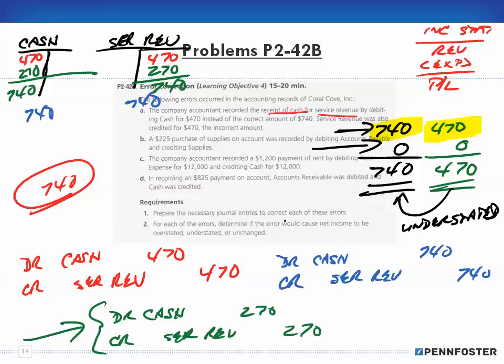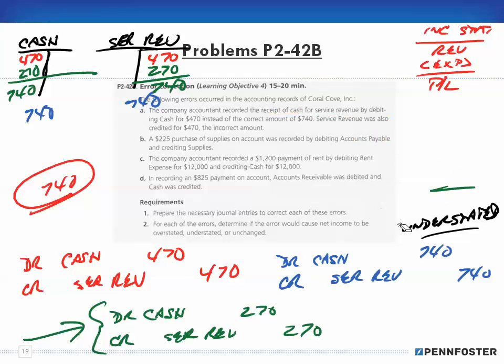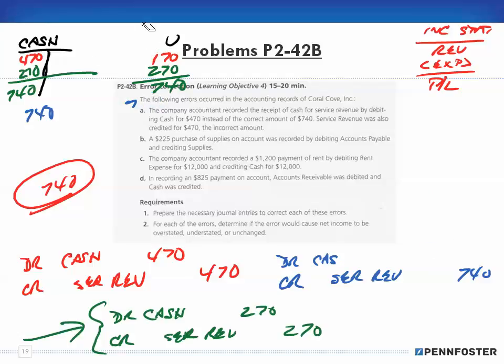The whole idea is, when you want to figure this out, plug in the numbers into what you know, and if you're not comfortable with just one number, do it a couple of different times. That's how you figure out whether you're understated, overstated, or unchanged. So that was A, and I took 10 minutes to do that, so maybe I might need more than one video in order to do this.